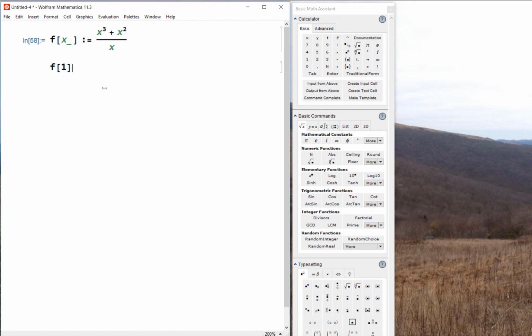I can ask it to tell me what's f of 1 now, and it'll do the math and tell me that f of 1 is 2. So it's really a fantastic way to compute things, much easier than doing it by a calculator where you're re-entering the form again and again and again.